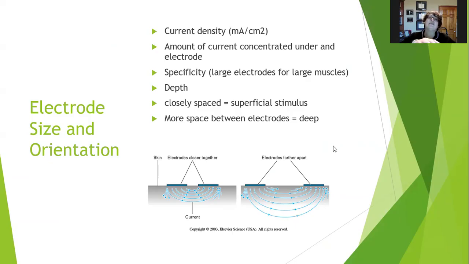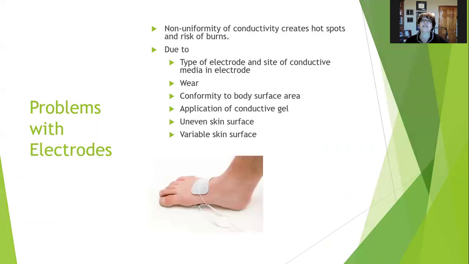We said that the surface of the electrode has to have uniform conductivity. If you have areas where the electrode is damaged, you can get big concentrations of current, and that can be a problem because your current density will be higher in the places that are intact. And the current density is higher in a smaller electrode than it is in a larger electrode. So non-uniformity of conductivity creates hot spots and risk burns. So that's what I mean when you make sure the electrode is in good condition.